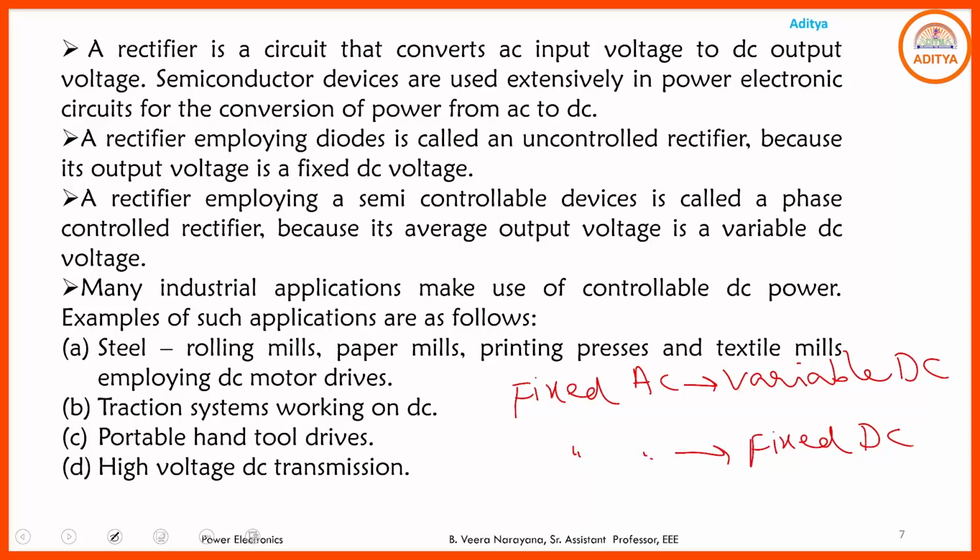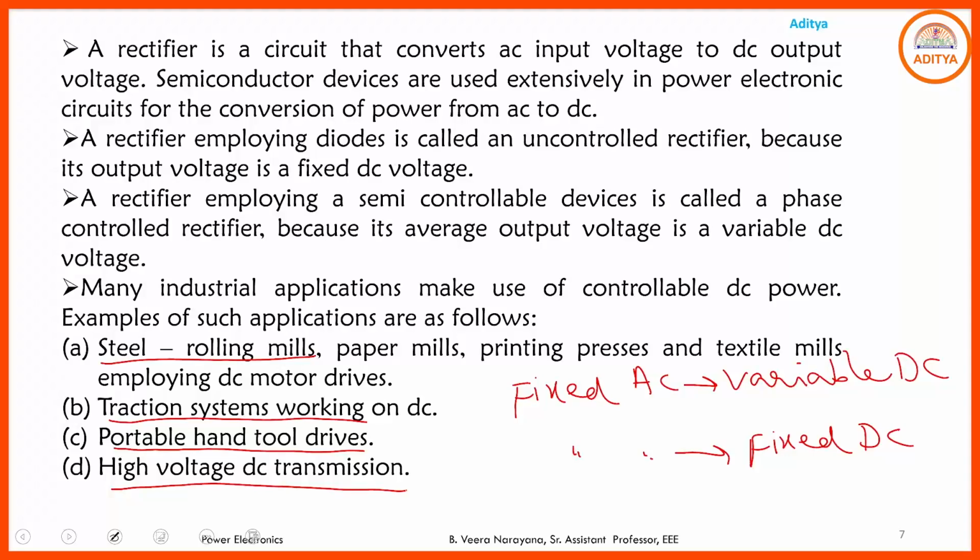Coming to the applications of this DC source, they are used in steel rolling mills, paper mills, printing presses and textile mills, traction systems working on DC, portable hand tool drives, and high voltage DC transmission. And for battery operating conditions, a simple example is charging the battery of a mobile phone, for which we require a DC source.